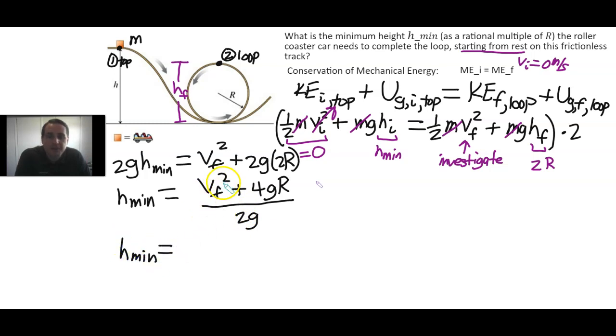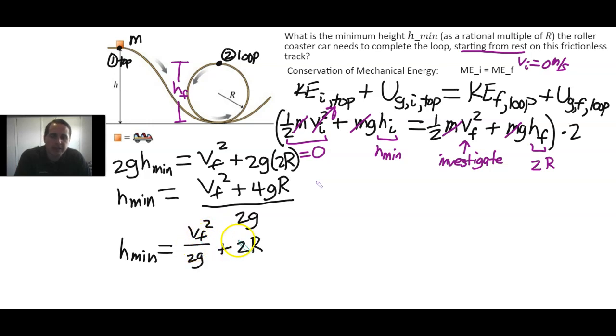So this is going to be V final squared over 2G, plus 4GR divided by 2G. 4 over 2 is 2. G divided by G cancels. We're separating this fraction over its addition in the numerator. So that should be 2R. Okay, now we're getting somewhere. Notice we have the minimum height completely in terms of R and G and this V final squared.